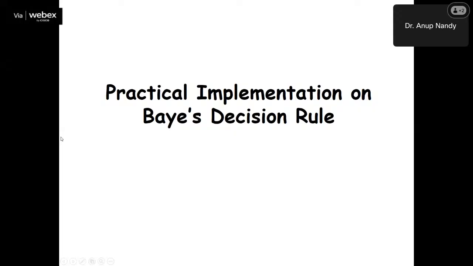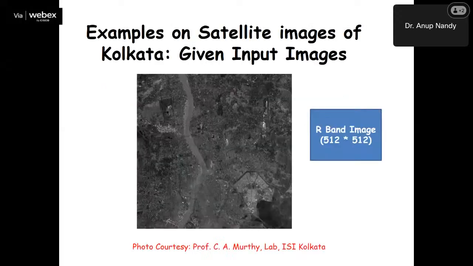This is related to the satellite images, and I'll also show you some Python code to implement the same Bayes rule on the Iris dataset. Now let me start with this.